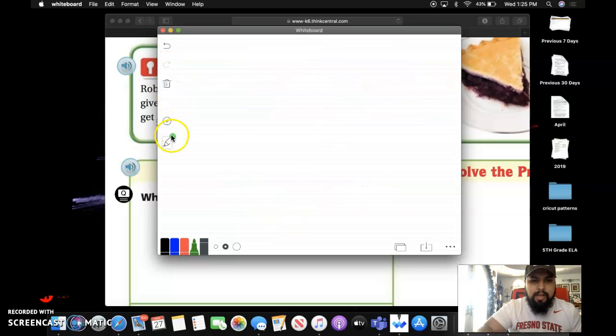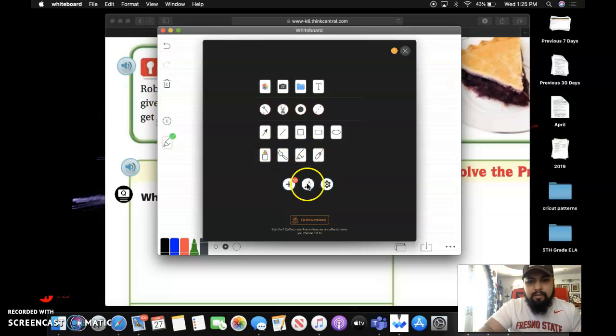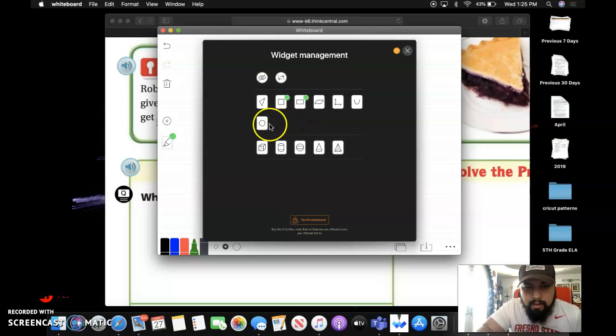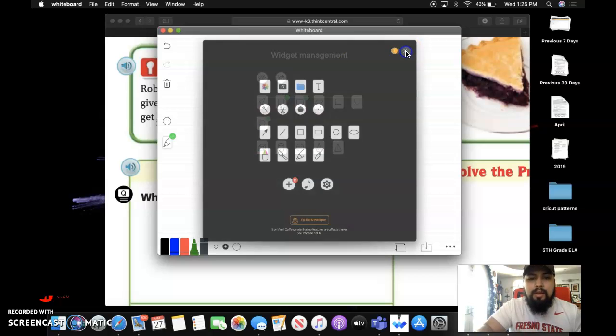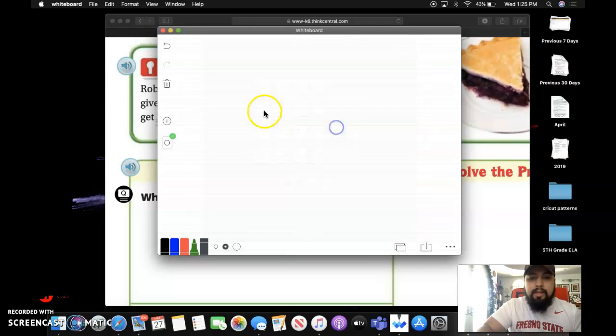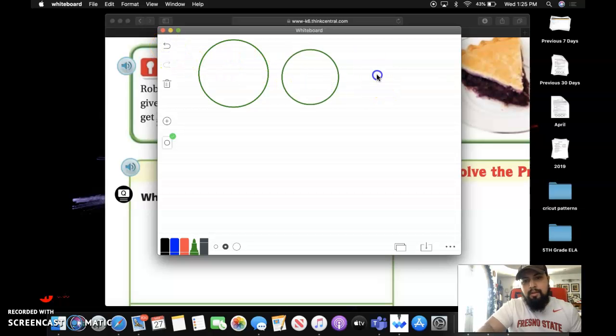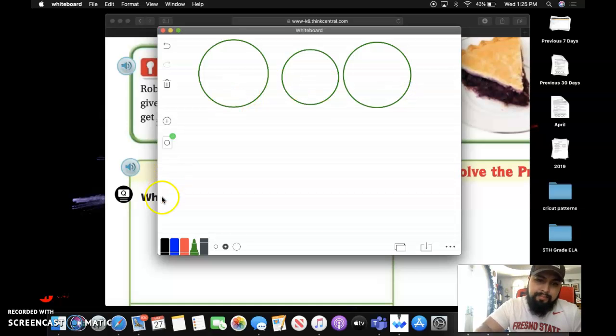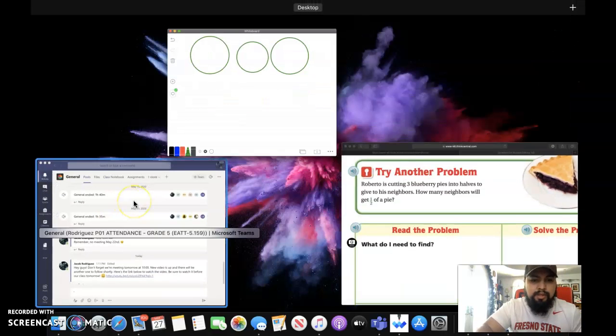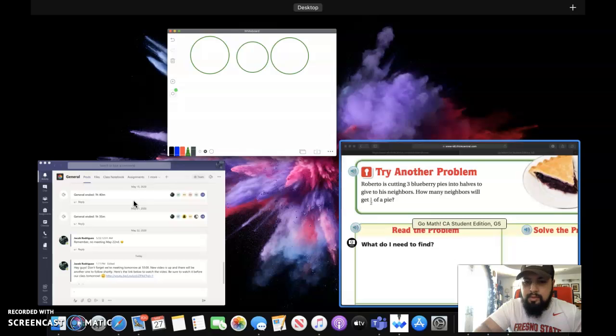Let's go ahead and trash that. Let's see if I can make a pie. Yep, there are circles. Perfect. Okay, so there's 1 pie. Oops, I don't want that. 2 pies. 3 pies. And he's cutting them into halves.